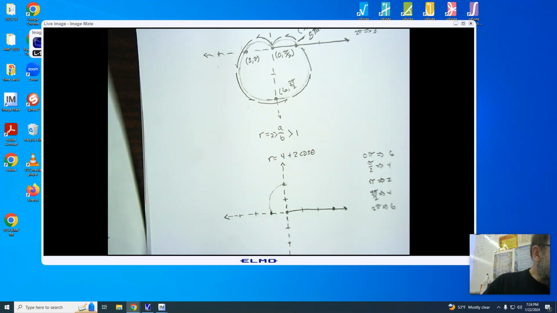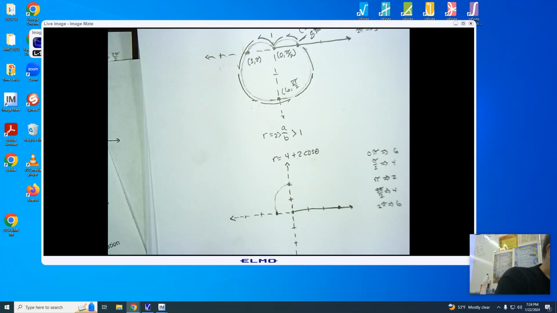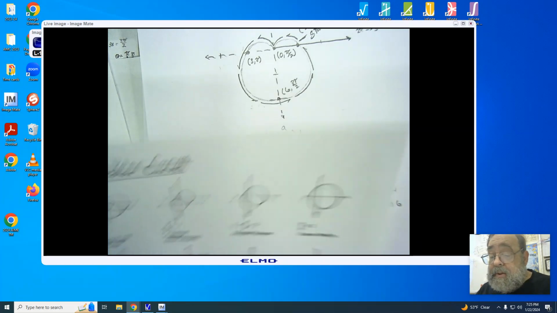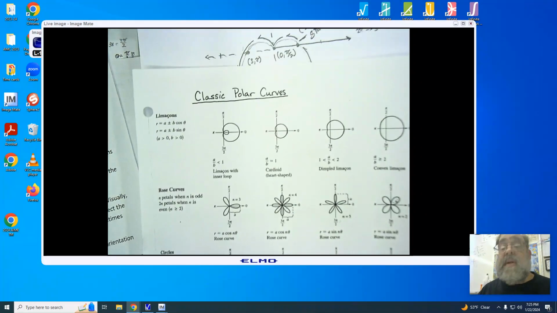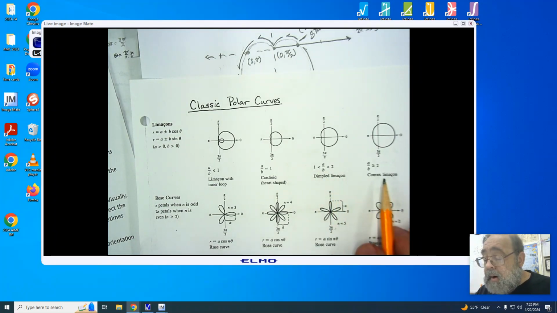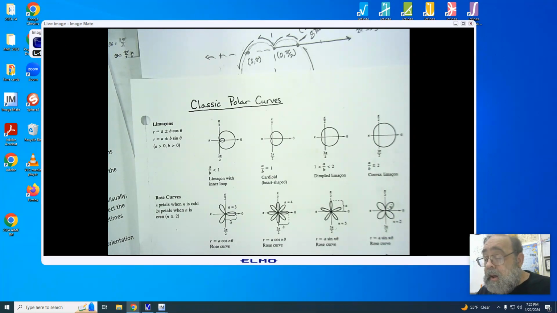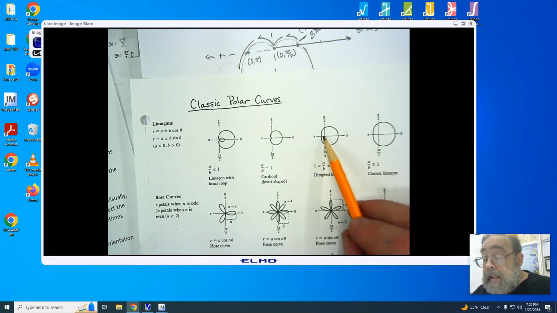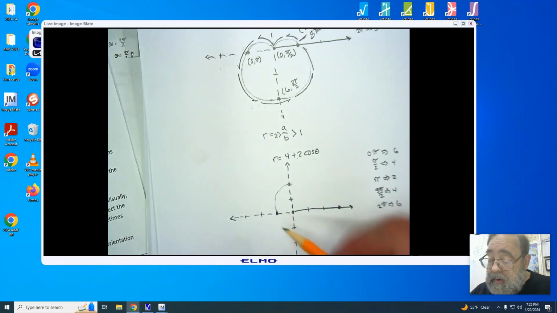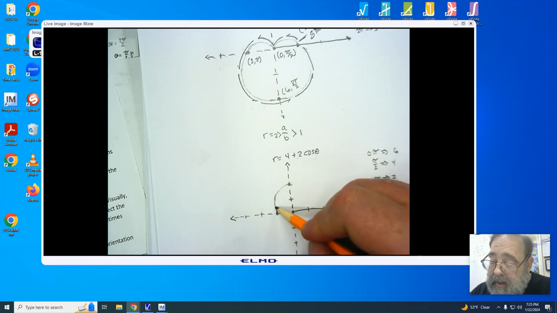Now, I think I have my notes still here, and I can then show you what that would look like. Thank you for your patience. I went to go get this so that you could see what I was talking about. See, the dimpled limaçon is between 1 and 2. The convex limaçon is greater than or equal to 2. Okay? And you notice that's that difference between the innie belly button and the outie belly button. Okay? So we're going to have just a little bit of a dimple going in.